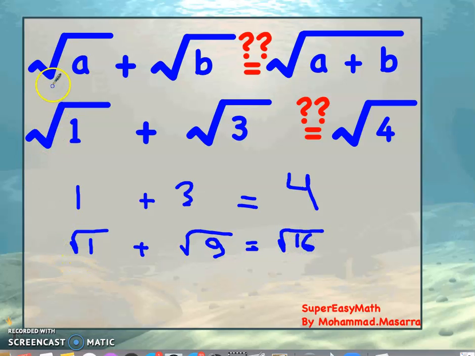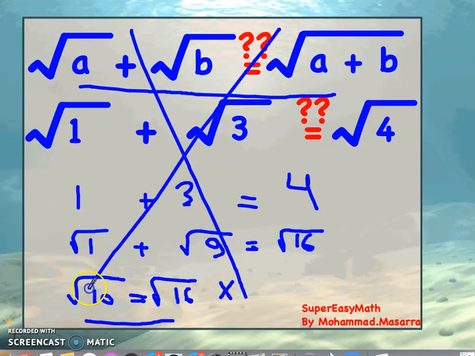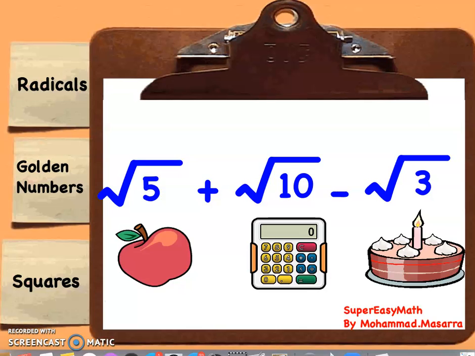Now if we apply this rule, just adding the radicands, we will get 1 plus 9 equal 10. So square root of 10 equal to square root of 16. In your opinion, is this true? So can we say that square root of 10 is equal to square root of 16? Of course not. So we can't apply this formula because we will get a wrong answer, as you see. Let's go back to the previous slide.